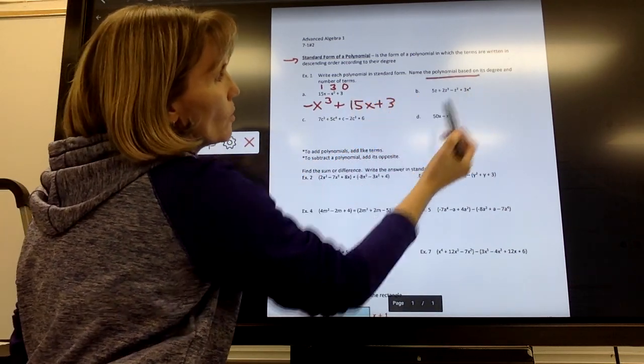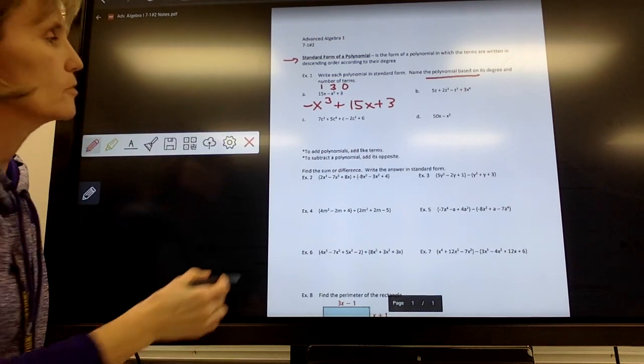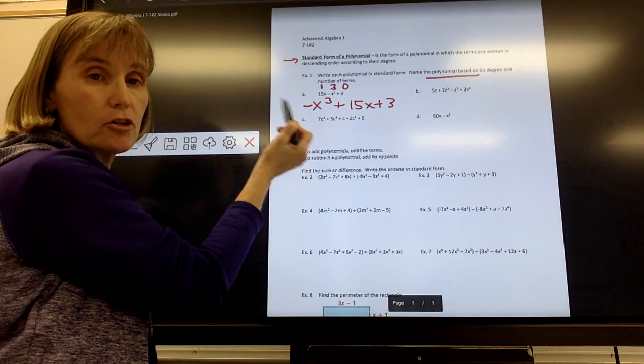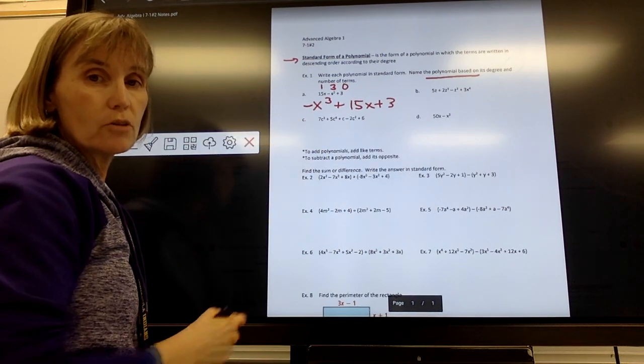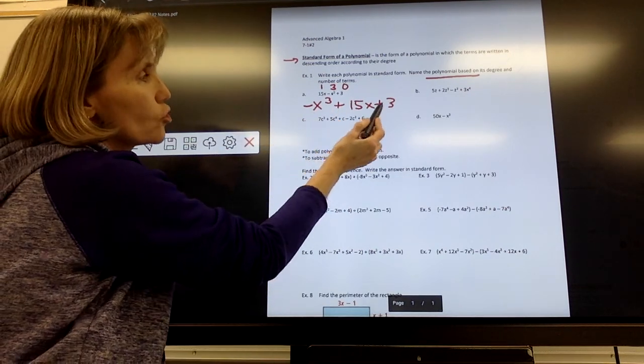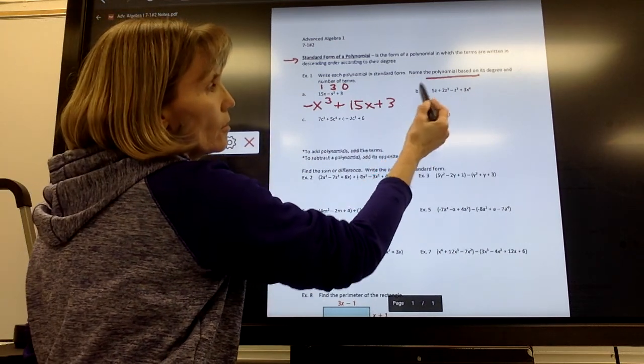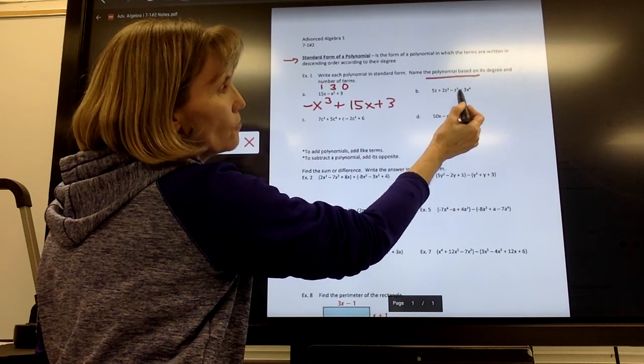Let's name the polynomial based on its degree and the number of terms. So because this is a degree 3, we would call it a cubic. If you go back to your section 1 notes, we call this a cubic, and it's a trinomial because it has 3 terms.